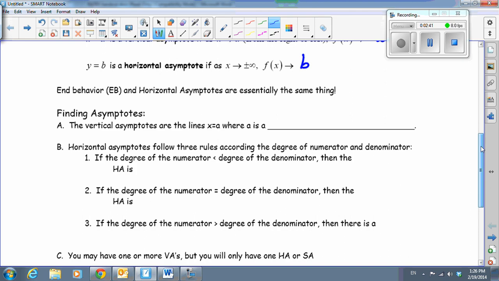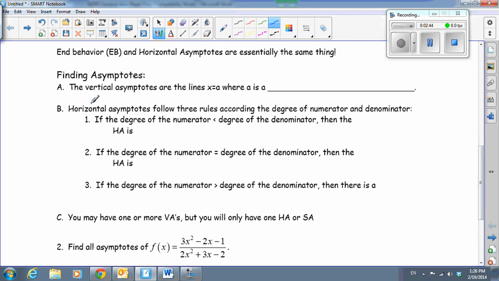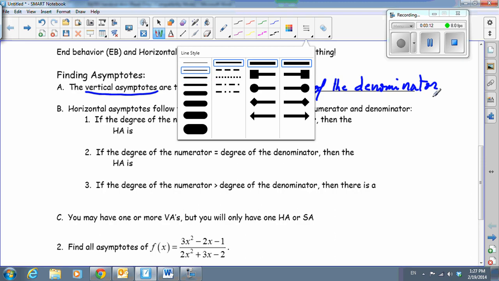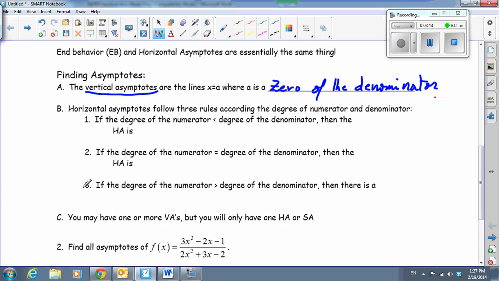Finding asymptotes. The very first and maybe the easiest one to find is the vertical asymptote. The vertical asymptote will be at x equals a, where a is a zero of the denominator. In other words, the value that makes the denominator equal to 0 will form your vertical asymptote. Let's talk about horizontal asymptotes. Three scenarios will be presented.